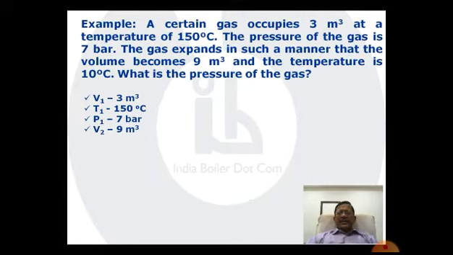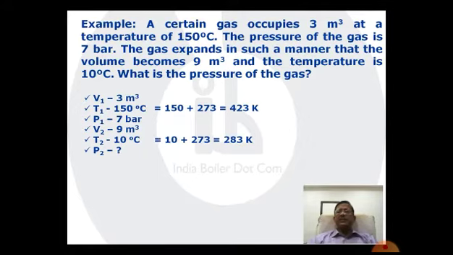The next volume, in the second condition, volume 2, is given as 9 meter cube. Temperature is given as 10 degrees centigrade. And they have asked us to find out the pressure. Now first thing, as I already told you, in any gas calculations, the temperature has to be changed from degrees centigrade to Kelvin. Therefore, 150 degrees centigrade becomes 423 Kelvin and 10 degrees centigrade becomes 283 Kelvin.